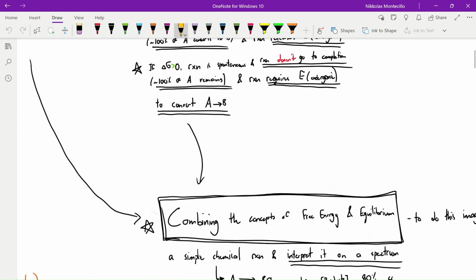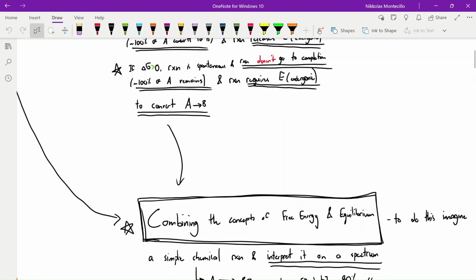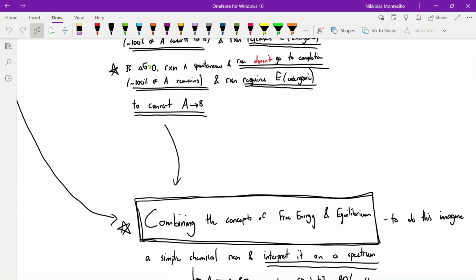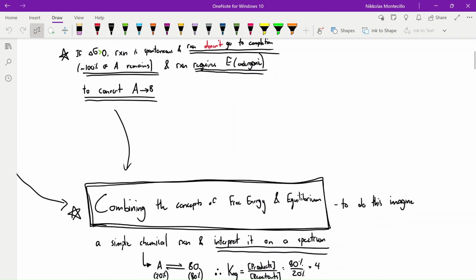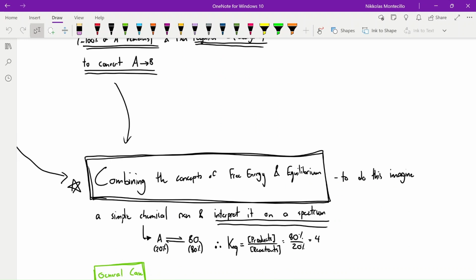So this is where we combine the two concepts of both equilibrium and free energy. To do this, we imagine a simple chemical reaction and interpret it on a spectrum. Let's say 20% of A is present, and 80% of B is present in this concentration.